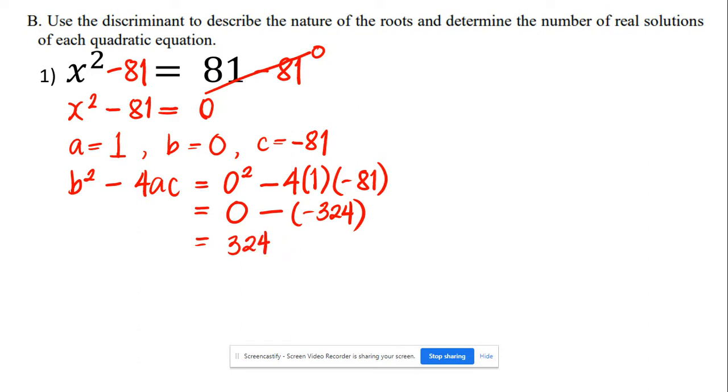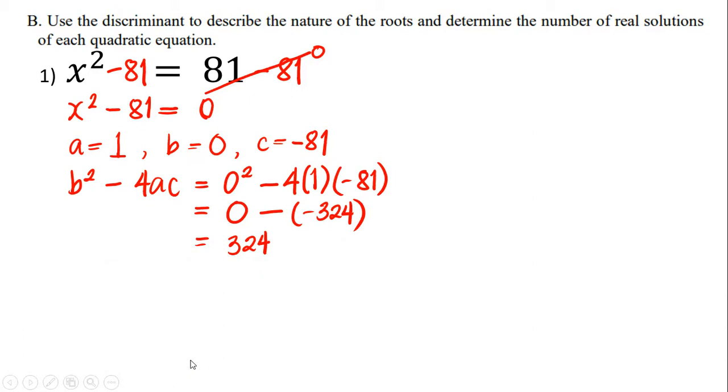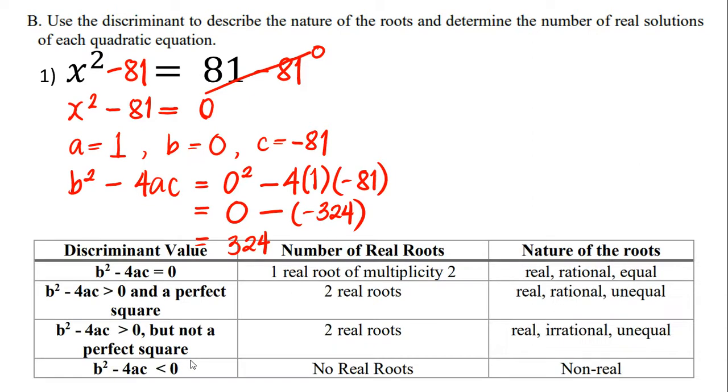Now, i-check na natin kung saang category magfo-fall itong positive 324 na discriminant. And that is the final step. From the table, we can see that the discriminant value is categorized from being equal to 0, being greater than 0, and being less than 0. Clearly, 324 is greater than 0.